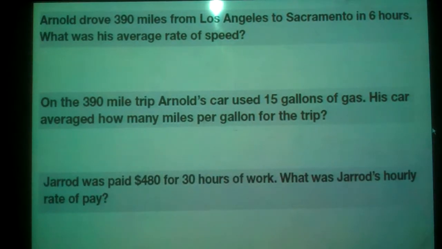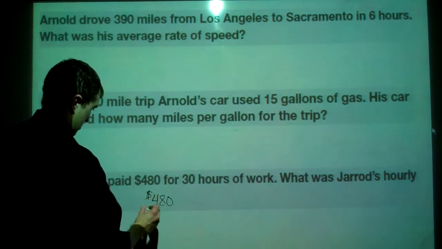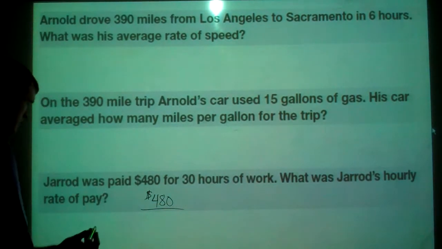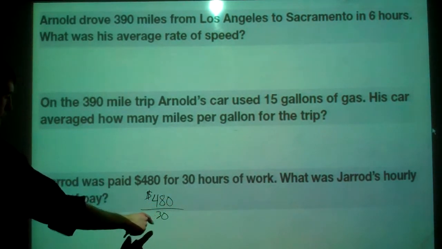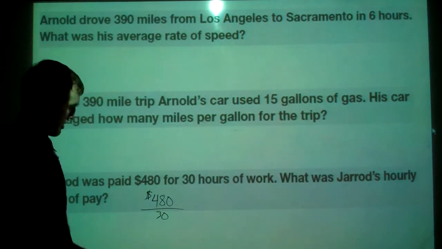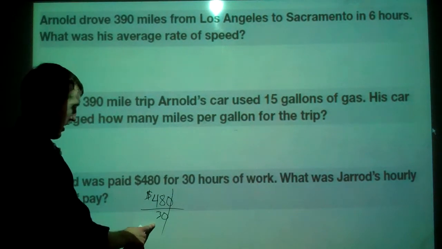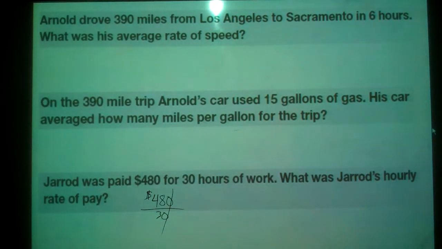Okay, now let's take a look at this one. Jared was paid $480 for 30 hours of work. What was Jared's hourly rate of pay? Okay? $480. And we're going to look for dollars per hour, or 30 hours. So 480 divided by 30 should give us our answer. I'm going to take a shortcut, cross off those zeros. 48 divided by 3 is 16. So $16 per hour, about. Pretty good amount. Okay?